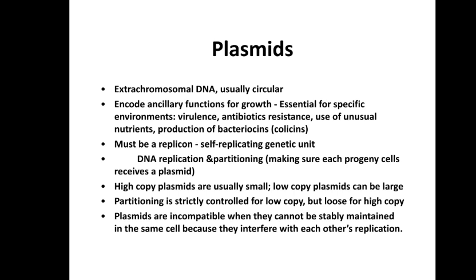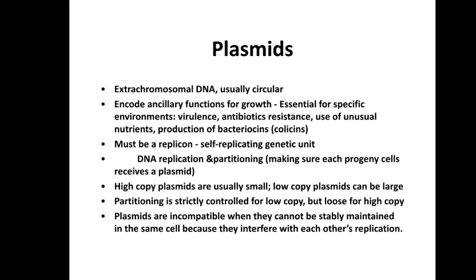These plasmids must be a replicon. That means they should have a self-replicating genetic unit. DNA replication and partition are the key genes responsible for sending the plasmids to the next generation, which makes sure each progeny cell receives a plasmid so that the genes are continued in the next generation.